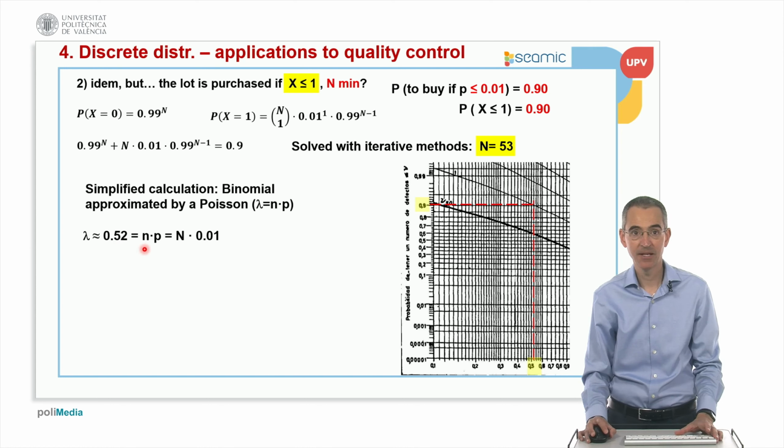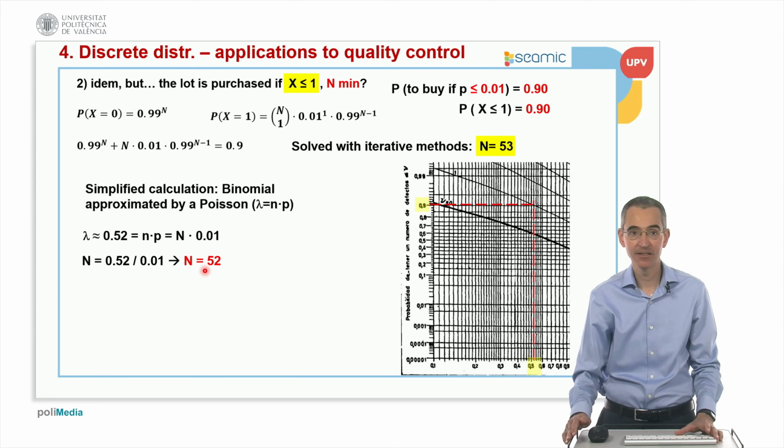Lambda is n multiplied by p, which is the sample size multiplied by the probability, which is 1%. So here we solve, and we divide 0.52 by 0.01, and the solution would be 52. So we can find that the exact solution, which was 53, is nearly the same solution that we find approximating the binomial with a Poisson, that is like a more straightforward method.